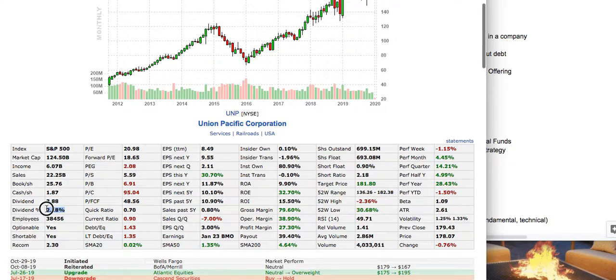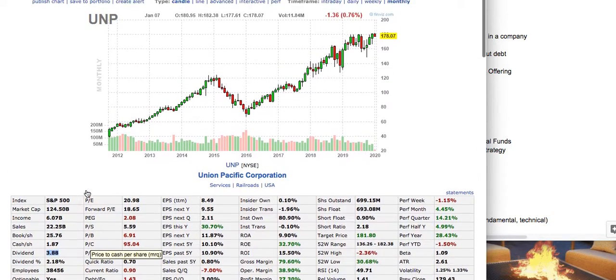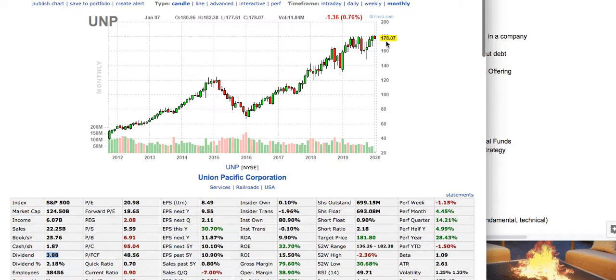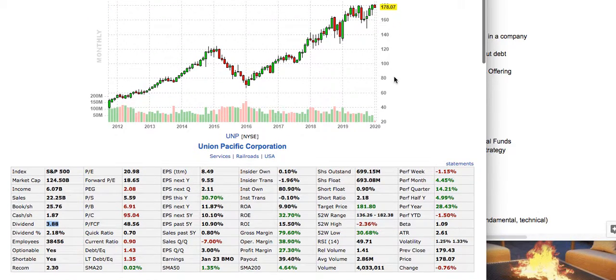One thing to note is that this percentage will change based on the movement of the stock price, because this is the dividend, and if you divide $3.88 by the current stock price, which is 178, that will give you the dividend payout percentage. And so obviously with the stock price moving up and down, especially around here, it will change that dividend percentage.